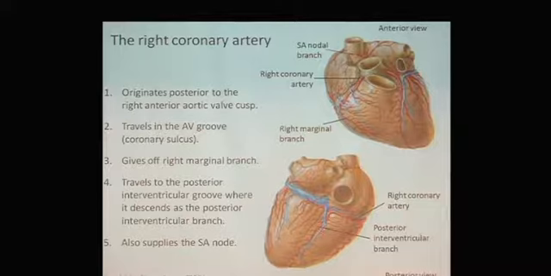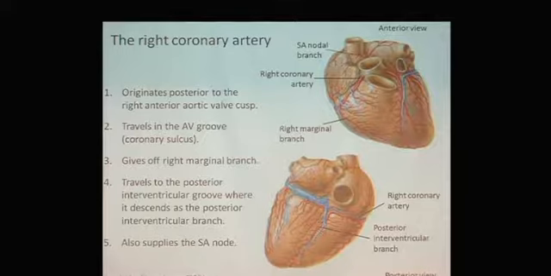As the right coronary artery wraps around the back of the heart, here, still traveling in the atrioventricular groove, when it gets to the interventricular groove in the back, or the posterior interventricular groove, then it gives off a pretty significant branch called the posterior interventricular branch. Some people call this the posterior descending artery. That's more of a clinical term. Anatomically, it's this posterior interventricular branch.